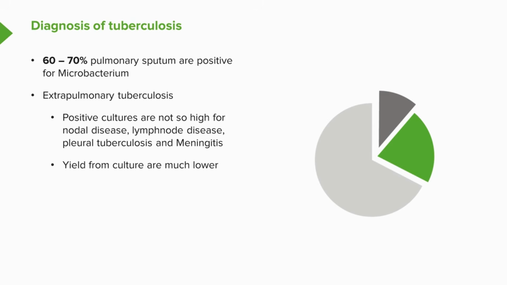Recently, a polymerase chain reaction test has been developed, which is useful for identifying tuberculosis much more rapidly than culture does. And that's actually positive even in patients who are not AFB positive. And that has improved our ability to rapidly recognize patients with tuberculosis.